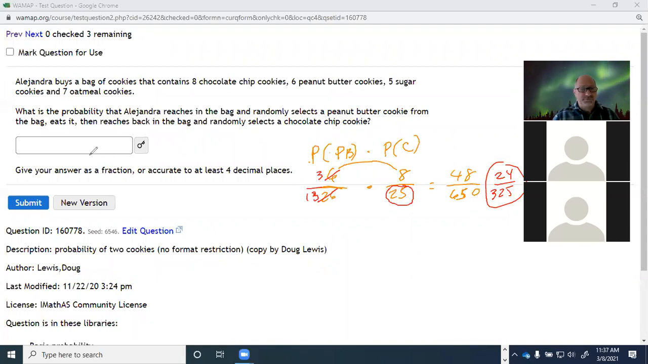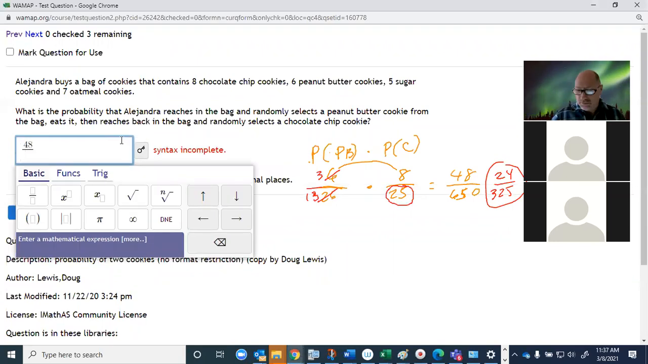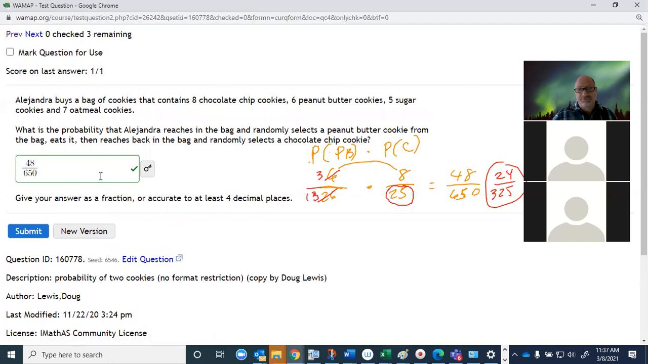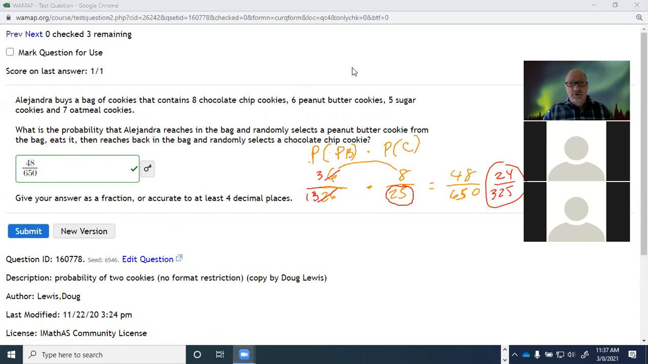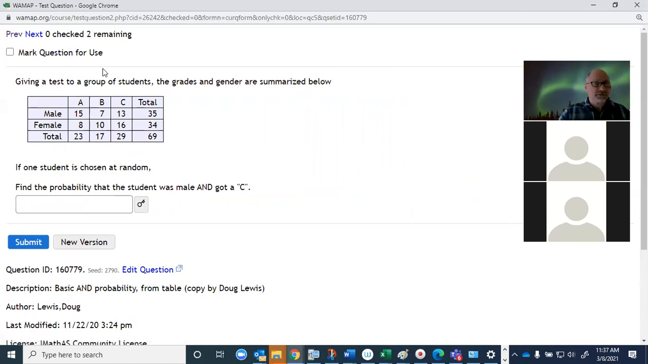And I think either one of those answers, even if you don't reduce it, I think they give you full credit even if you don't reduce. Let's just see. See, there you go. So you can just multiply straight across. Okay. Next problem. We got a couple left.